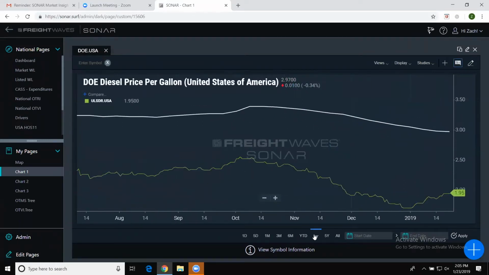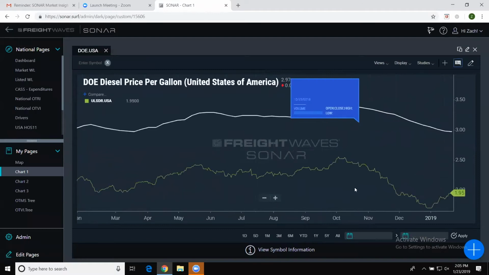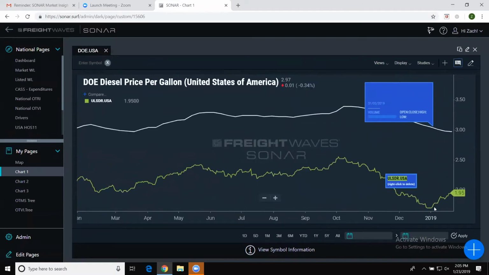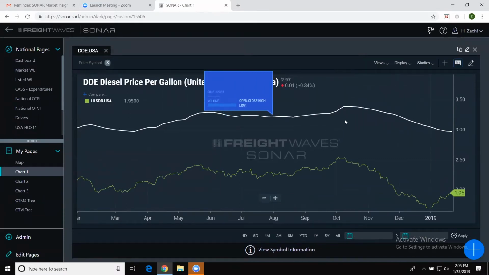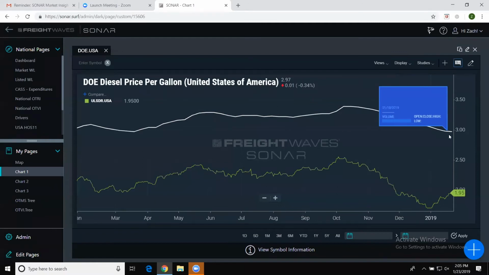So as you can see over time, as the chart runs through here, you'll see the ULSDR, or the rack price, is actually moving up in a little contradictory movement to the retail price up here, which is the DOE average price. When this happens, carriers are purchasing fuel at this price, but they're passing along this cost up here that you see on their fuel surcharge tables. LTL obviously is a little different. They are based on a percentage.